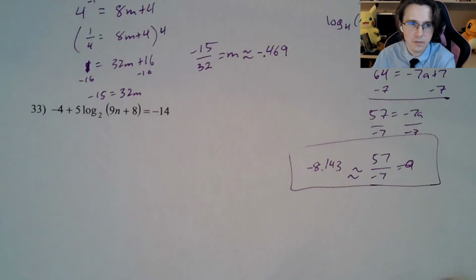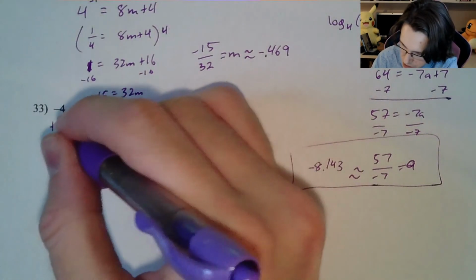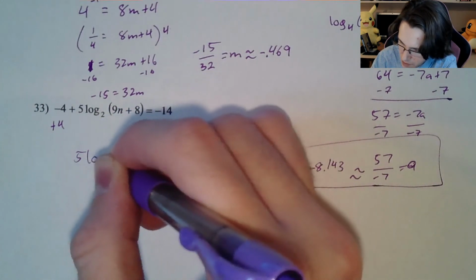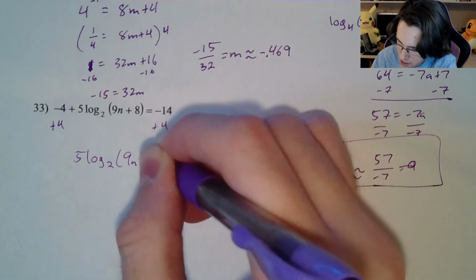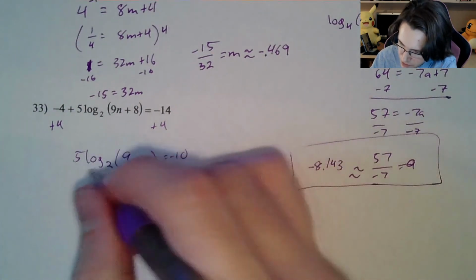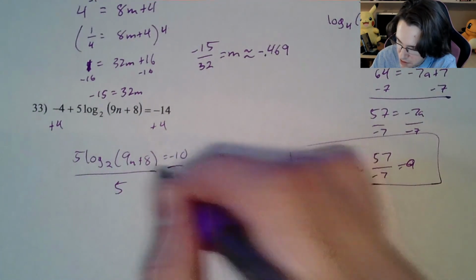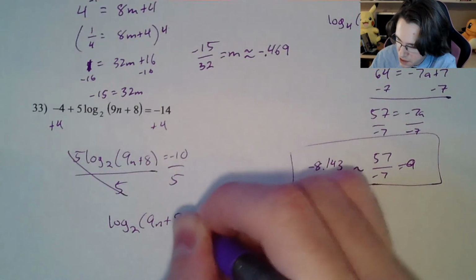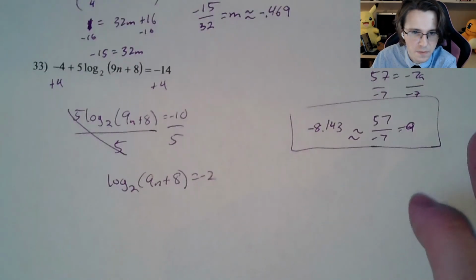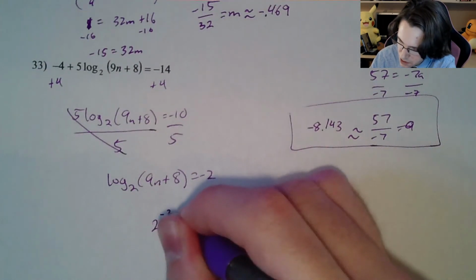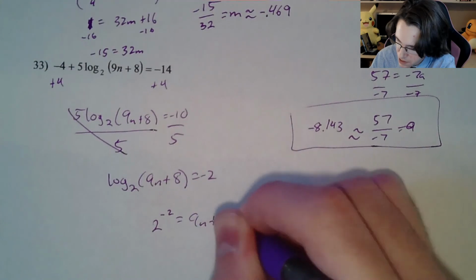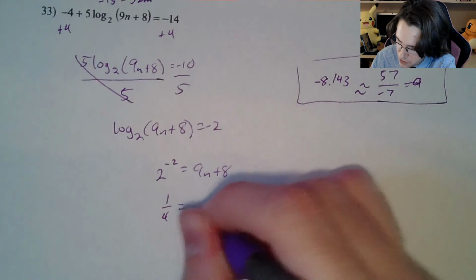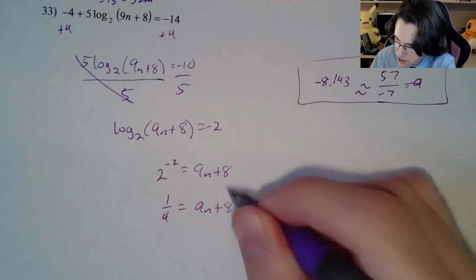For our very final problem, we're going to add 4 to both sides first. 5 log base 2 of 9n plus 8 equals -10. Divide both sides by 5. And we got log base 2 of 9n plus 8 is equal to -2. We have 2 to the -2 is equal to 9n plus 8. 2 to the -2, that's the same thing as 1/4 of 9n plus 8.